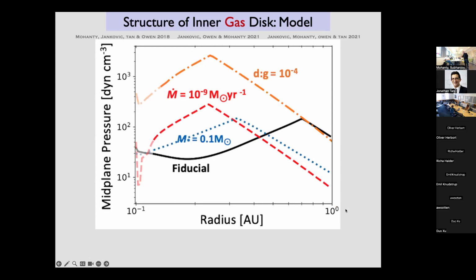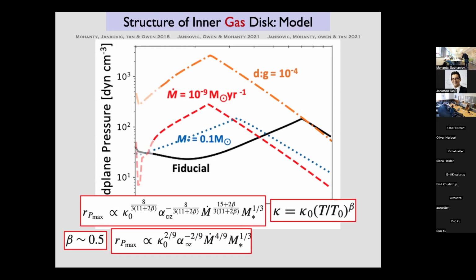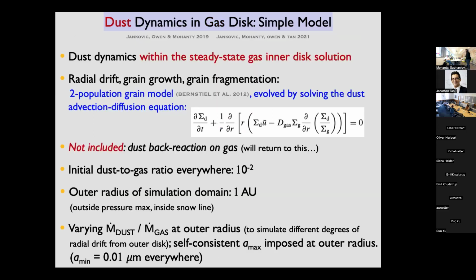And then we show this pressure maximum as a function of accretion parameters, dust to gas, M star, etc. I'm not going to go into that. This is just to show that we have done these calculations. Okay, so now we have solved for the structure of the gas in this disk. Now we want to look at the dynamics of dust.